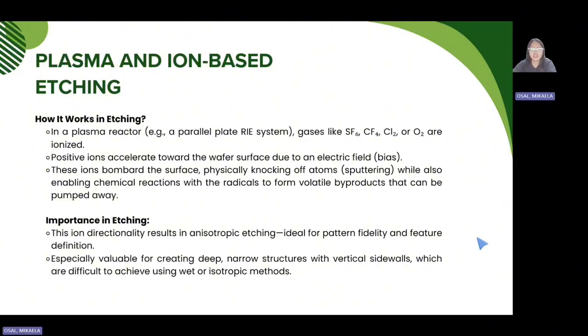This process is essential because the directionality of the ions results in anisotropic etching. This means the etching occurs in a specific direction, usually straight down, ensuring pattern fidelity and precise feature definition. Plasma-based etching is particularly valuable for creating deep, narrow structures with vertical sidewalls, features that are challenging to achieve with wet or isotropic etching methods.